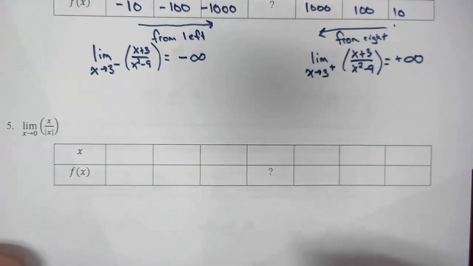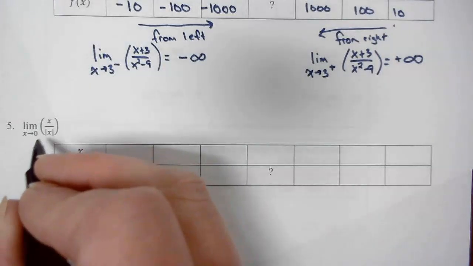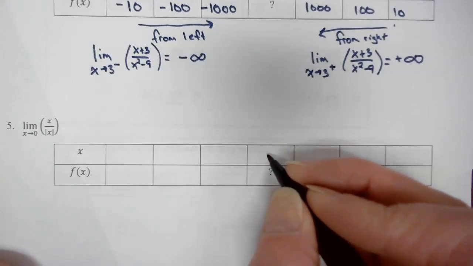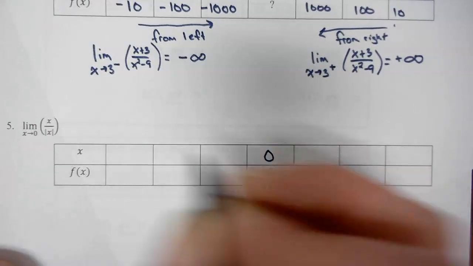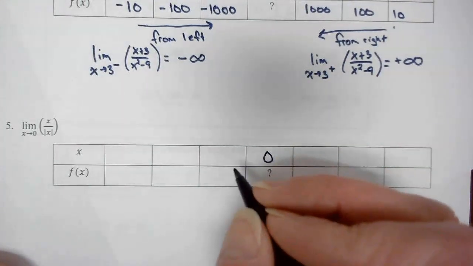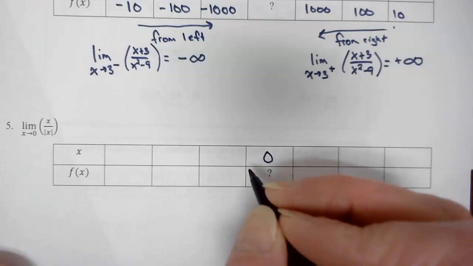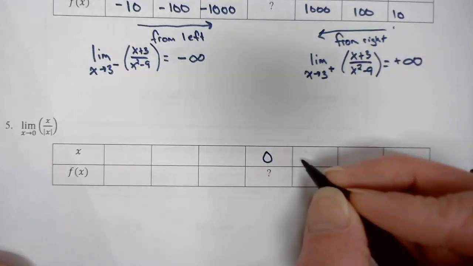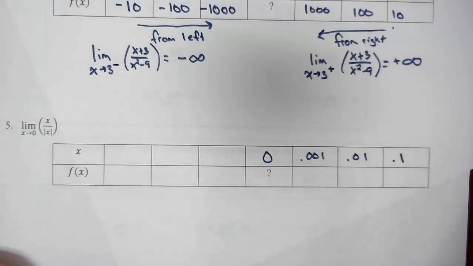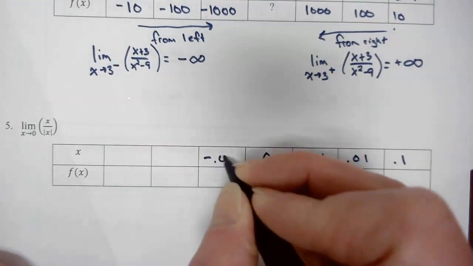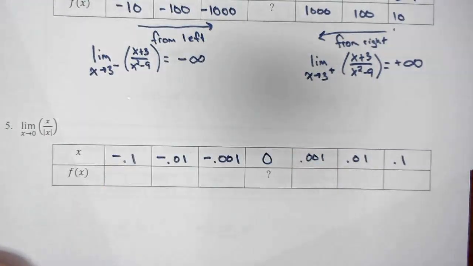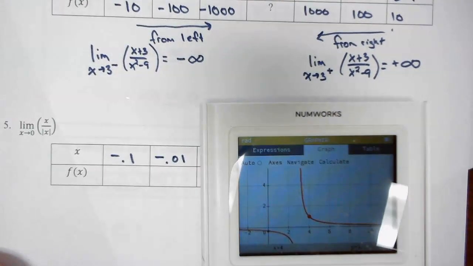All right. Our next one, the limit as x approaches 0 of x over absolute value of x. So I'm going to put 0 here, because if I plug in 0, I've got 0 over 0, which is bad. Something to the left of 0. Well, actually, let's do the right side first. 0.001, 0.01, 0.1. The negative side would just be negative 0.1, 0.01, and so forth.